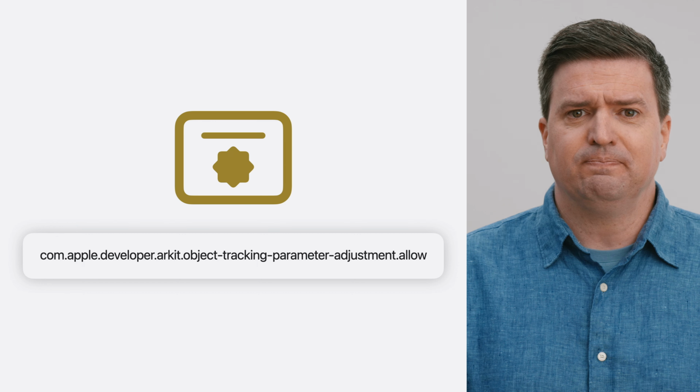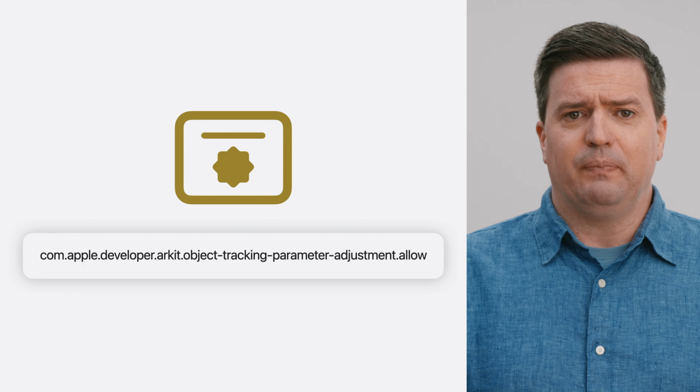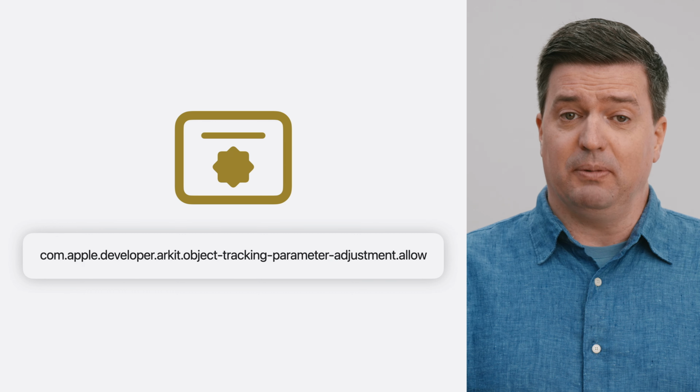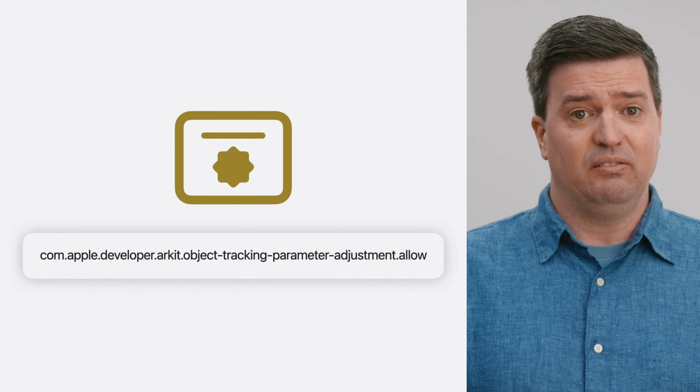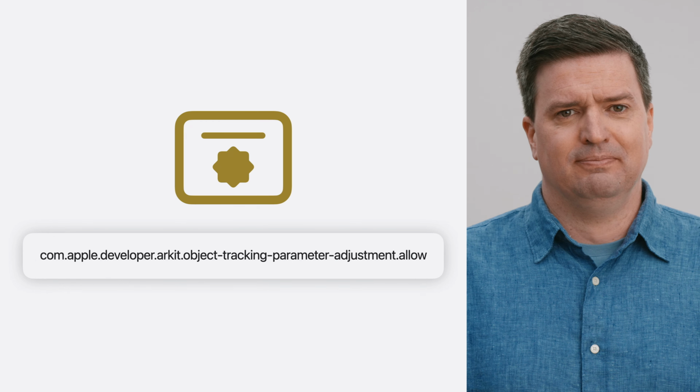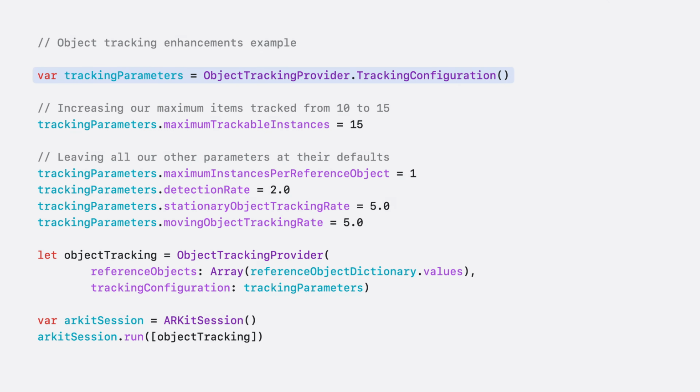Pretty simple, really. Our entitlement for this API is Object Tracking Parameter Adjustment Allow. With that in place, we can set up our object tracking code. First, we set up our tracking configuration. Then, on that configuration variable, we set our new target values. In this case, we're setting our maximum tracked objects up to 15 from the default of 10.